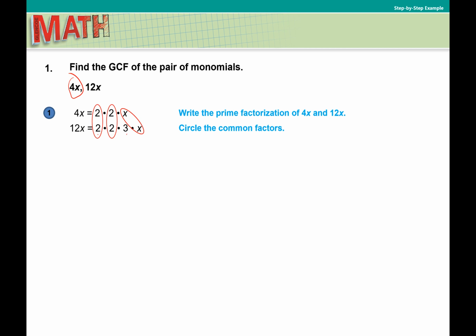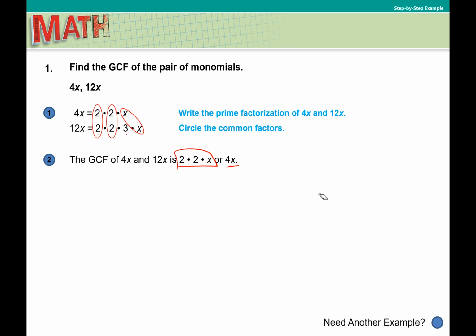Now, go through and circle the common factors. Which factors do these two monomials have in common? The 2's are in common, the 2's are in common, and the x's are in common. So that's the greatest common factor. So for 4x and 12x it's 2 times 2 times x. That's the expanded version of 4x. 4x is the greatest common factor of both of those monomials.